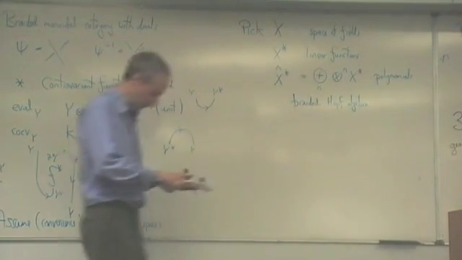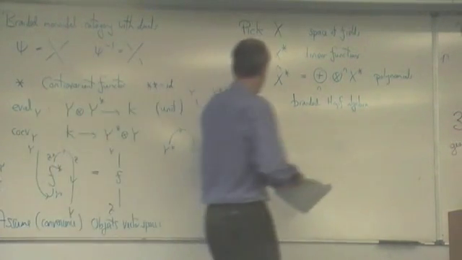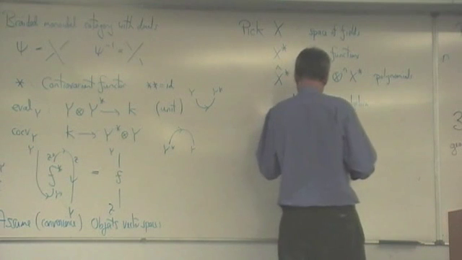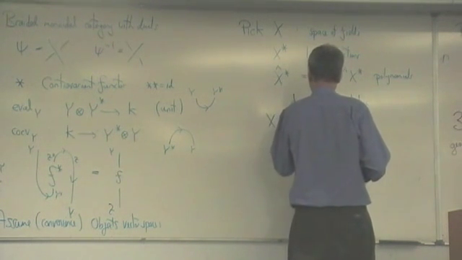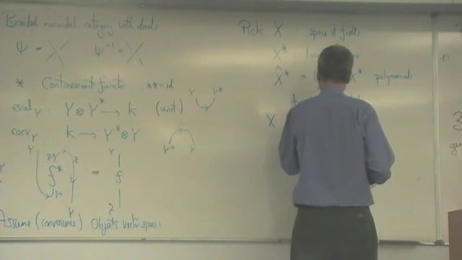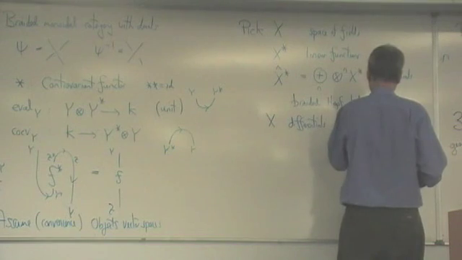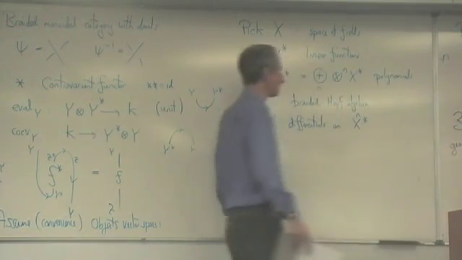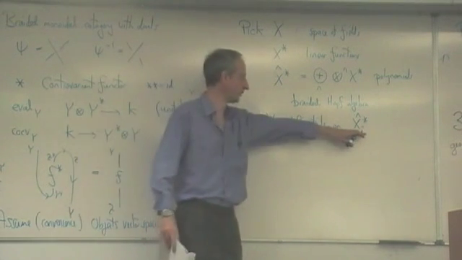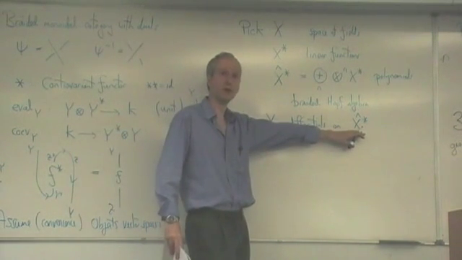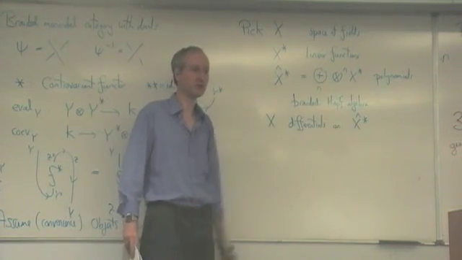I'm not going to go into all the details. But the way you should think of this is that X is the space of differentials on some vector space. This is all polynomials in the coordinates on that vector space, and the differentials are the partial derivatives in the various different coordinate directions.